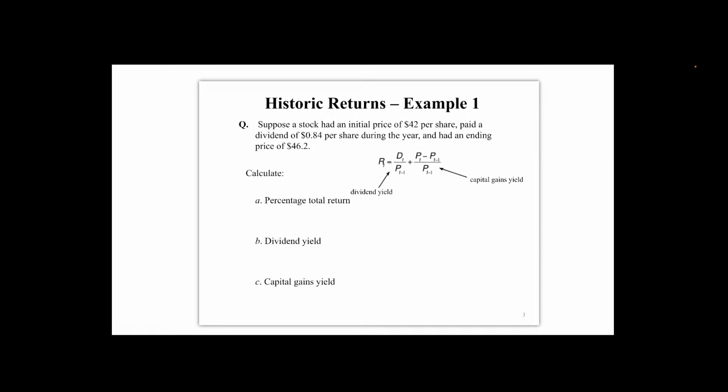So working through this, suppose a stock had an initial price, this is the initial price, P_{T-1} per share, paid a dividend during the year, so we'll call that D_T, and had an ending price of 46.2. So putting that together, I'm just going to use T because I don't know when it was. Or I guess you could use R1 and 0. So let's do that.